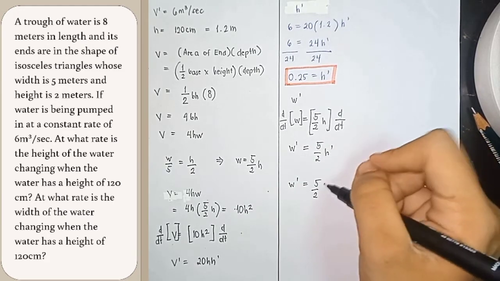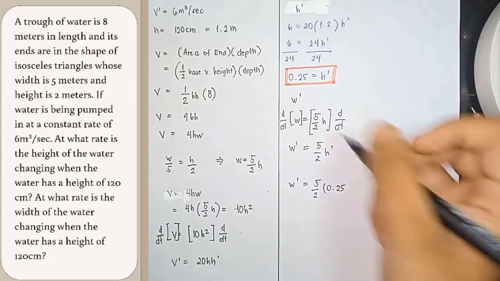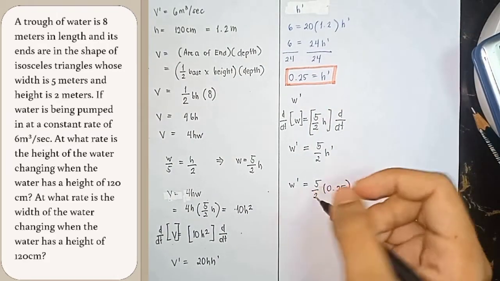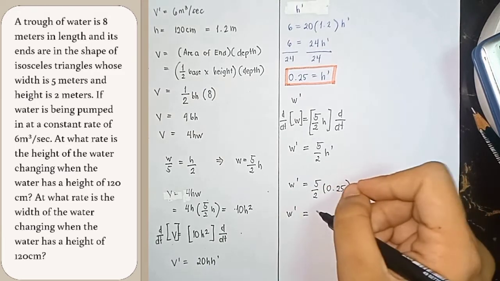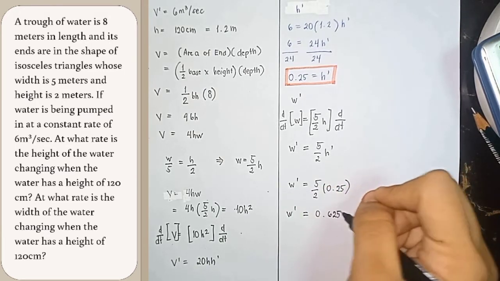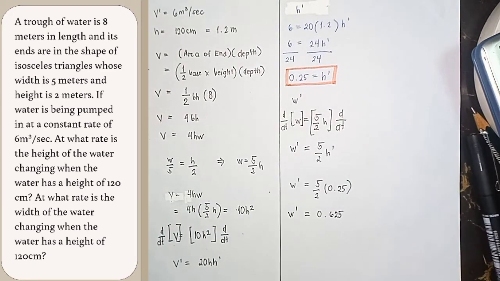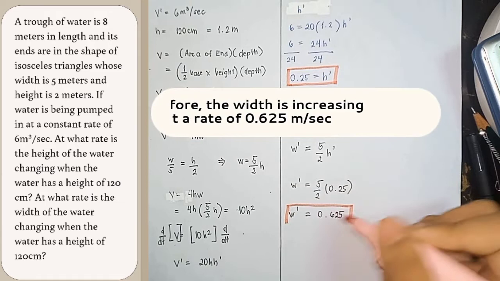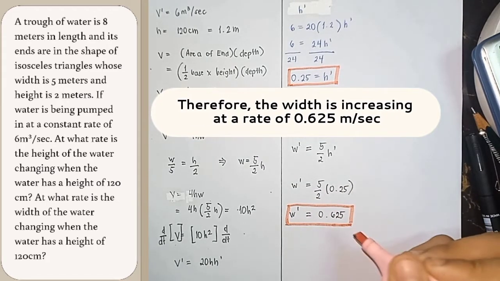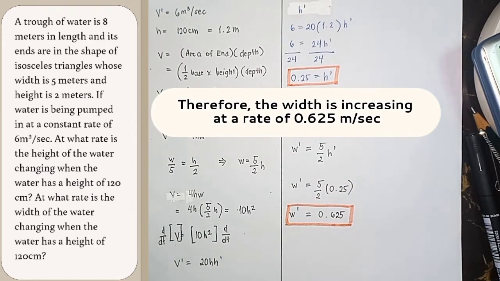So, W prime is equal to 5 halves multiplied by 0.25, which is the h prime. 5 halves multiplied by 0.25 is equal to 0.625. Therefore, the width is increasing at a rate of 0.625 meter per second.